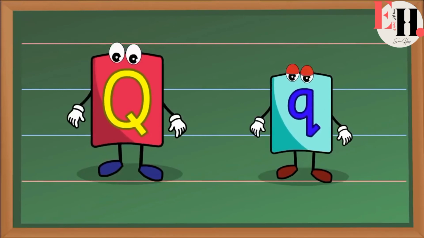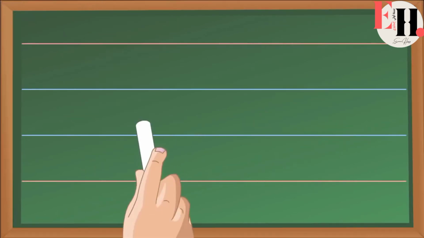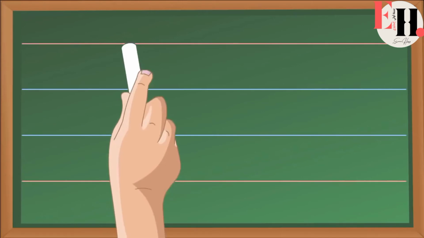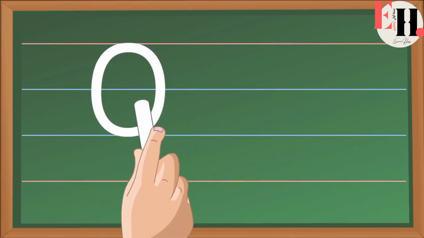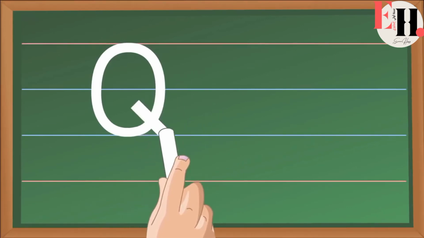Q. Capital Q. Start from the top and make the capital letter O. Then, from inside the O, make a slanting line to the right, reaching the bottom.